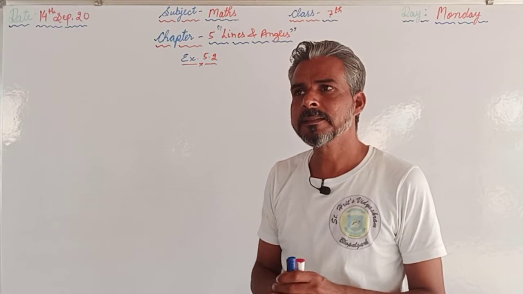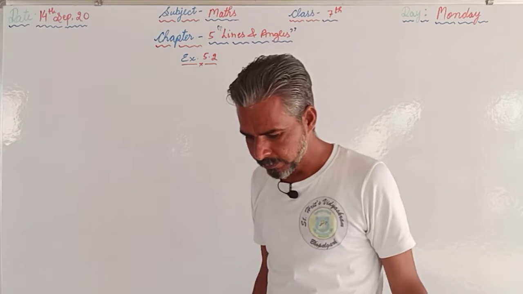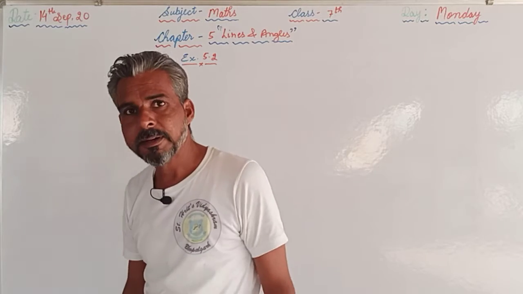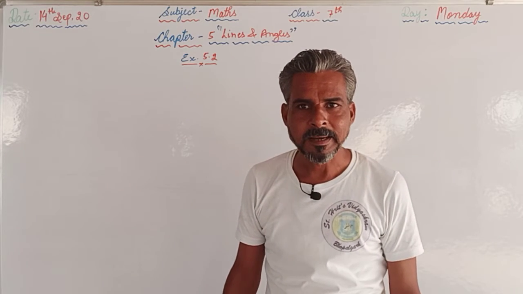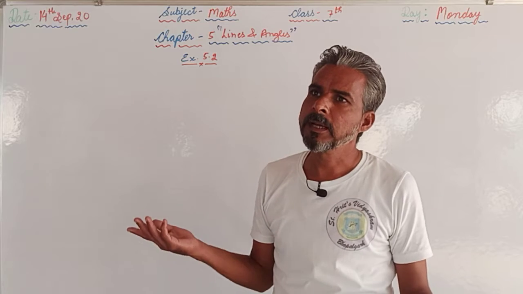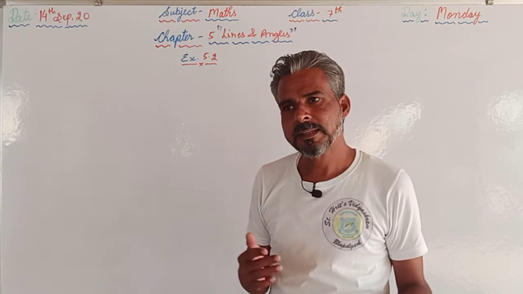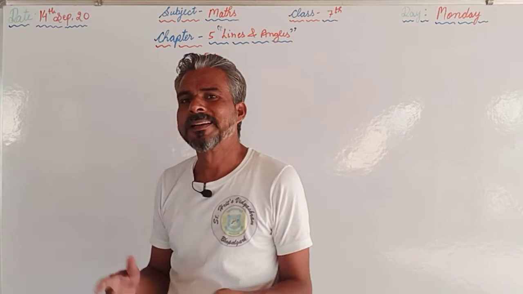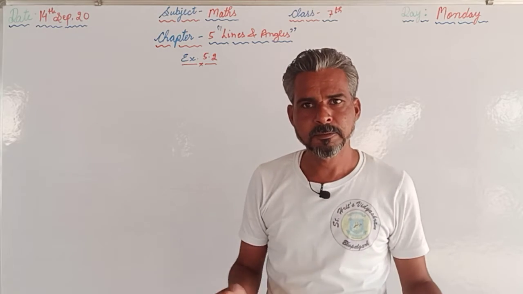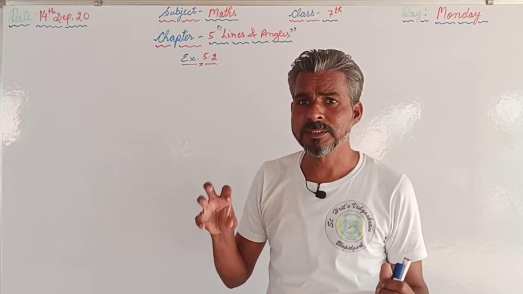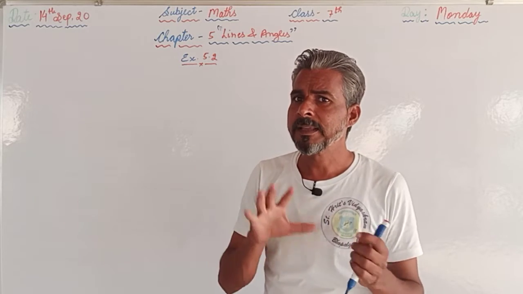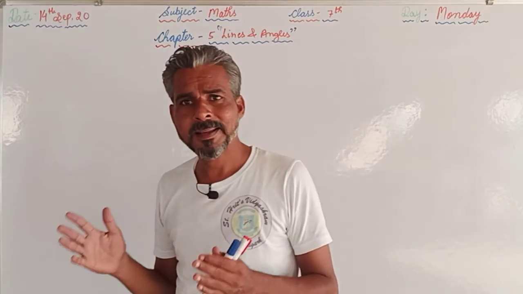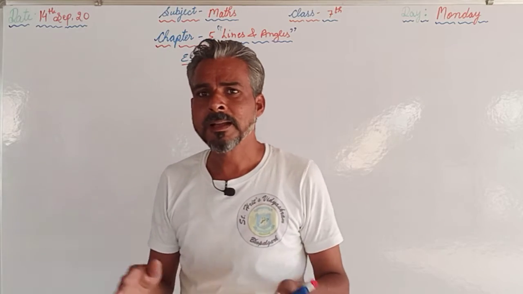As we have already discussed what are the lines, line segment, ray, angles, and we have discussed some of the types of the angles as well, like the acute angle, obtuse angle, right angle, reflex angle. At the same time, we have discussed the adjacent angles, linear pair angles, vertically opposite angles, and we have also discussed the angles formed when a pair of parallel lines is intersected by a transversal.